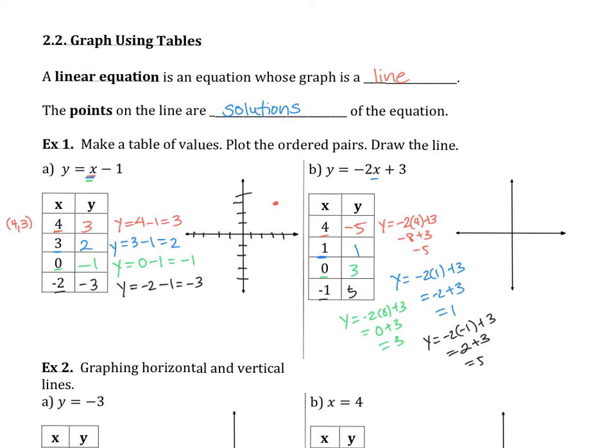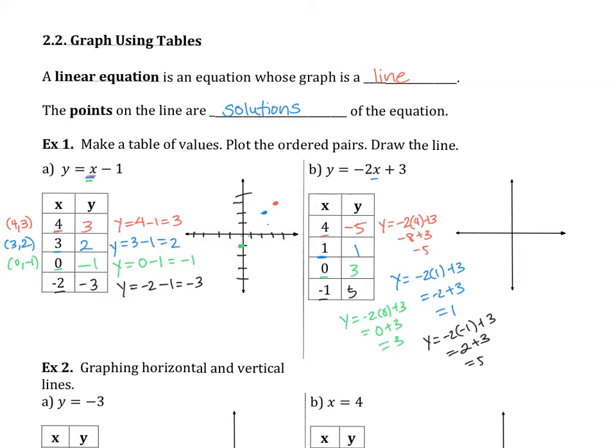Let me go to my next point. My next point is (3, 2). As an ordered pair, it would be (3, 2). You don't need to write the ordered pair. X is 3, y is 2. I'm going to do the best I can with my graph. For the next one, x is 0, y is negative 1. I'm going to go to the side 0, down 1.